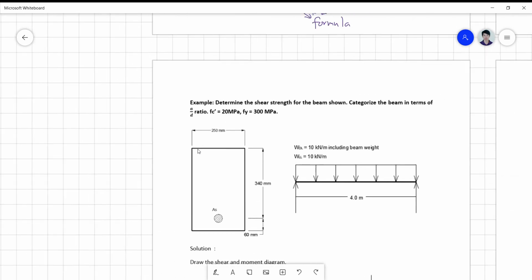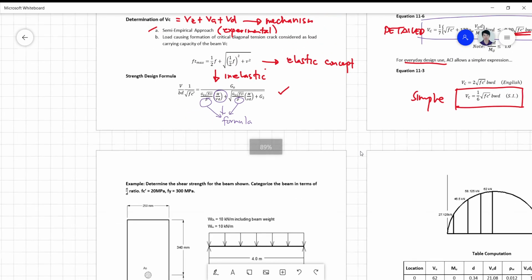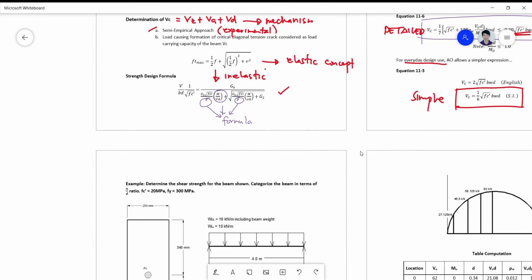Okay, so I'd like to stop here to entertain again your questions. After this video, I'm going to present an example of some characterization or categorization problem regarding shear span to depth ratio on the next video. Okay, so thank you.